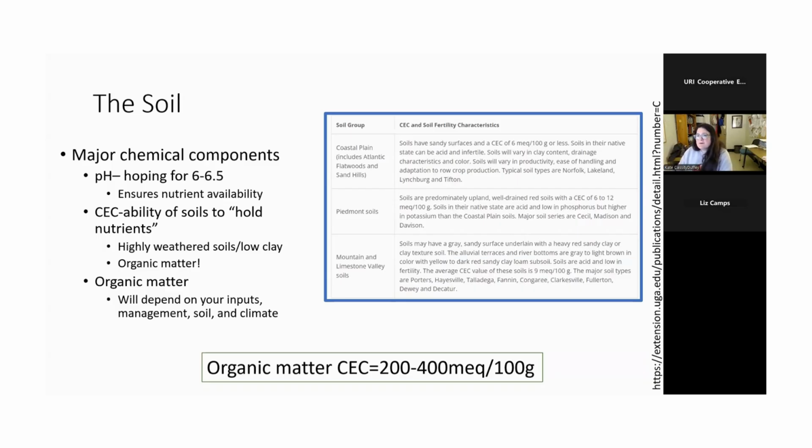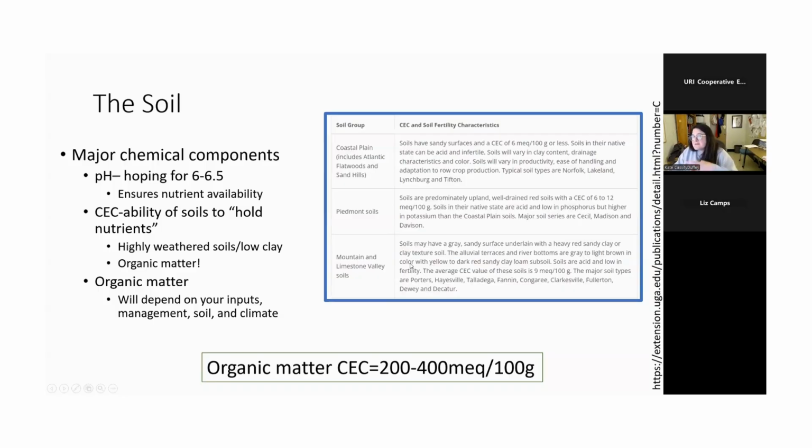So what we need to focus on is building organic matter. Organic matter will depend on your inputs, your soil management, and your climate. So what I wanted to show you here is the typical CEC of a coastal plain soil, which here in Georgia is a very sandy soil. That's about 6 milliequivalents. A peanut soil, which is where I'm located, which is a medium clay soil, lots of silt. We have about 6 to 12 milliequivalents. And then in other areas, around 9.